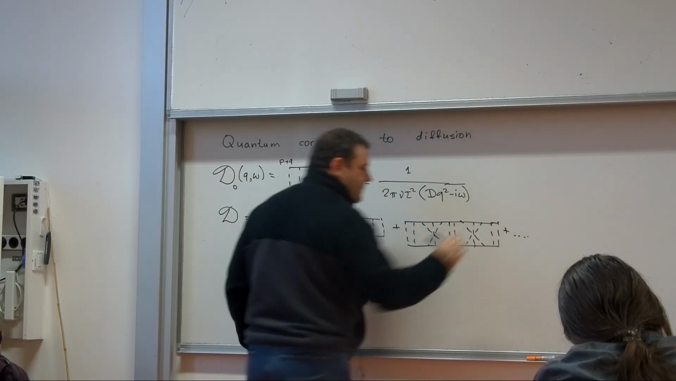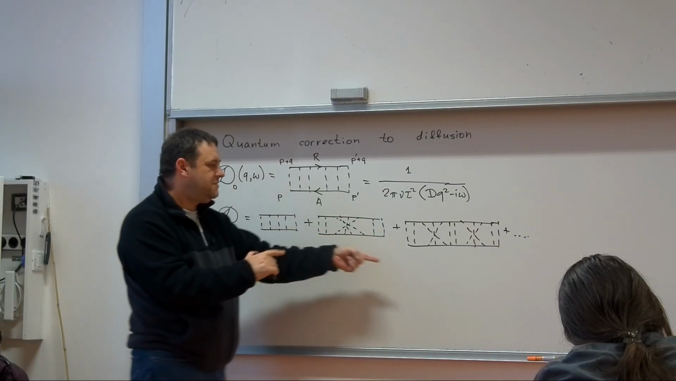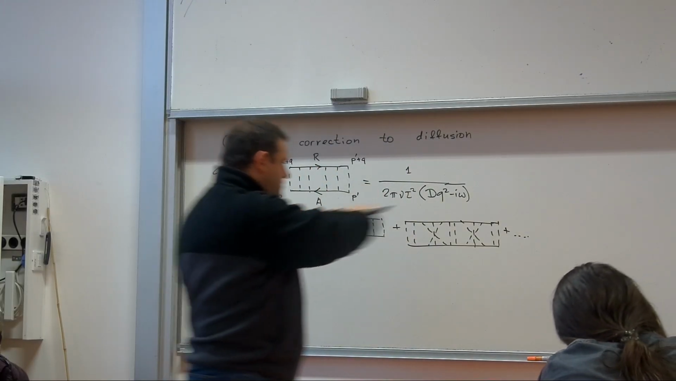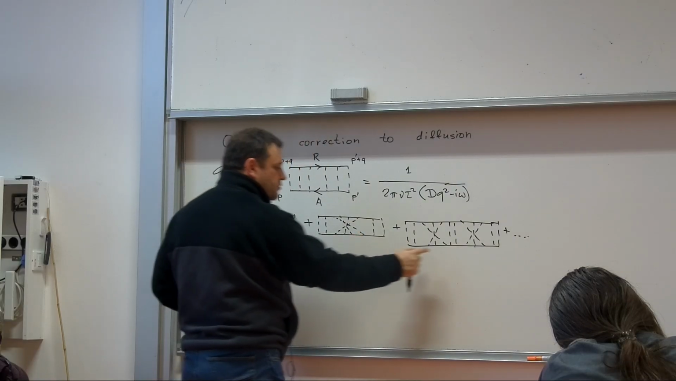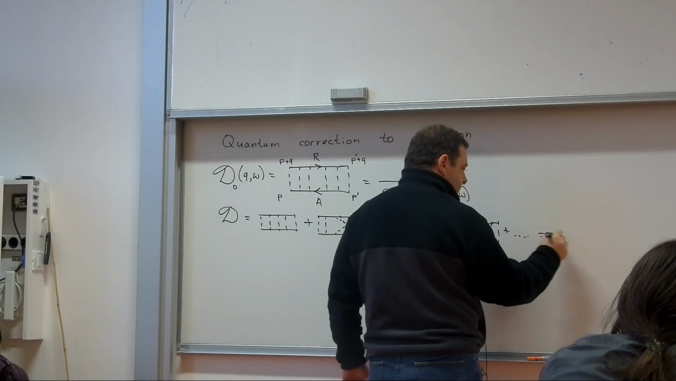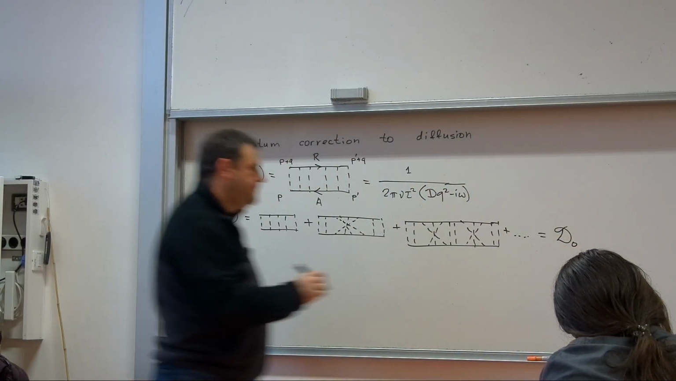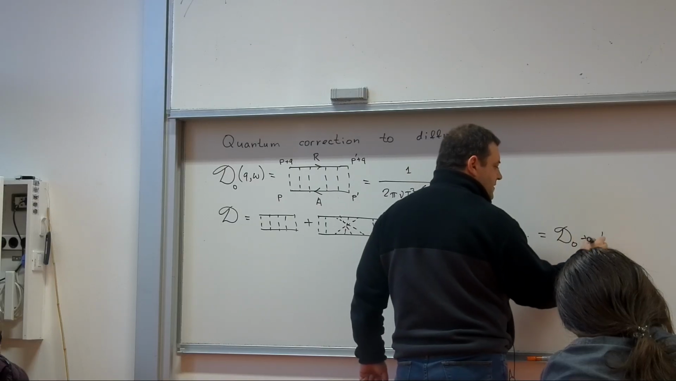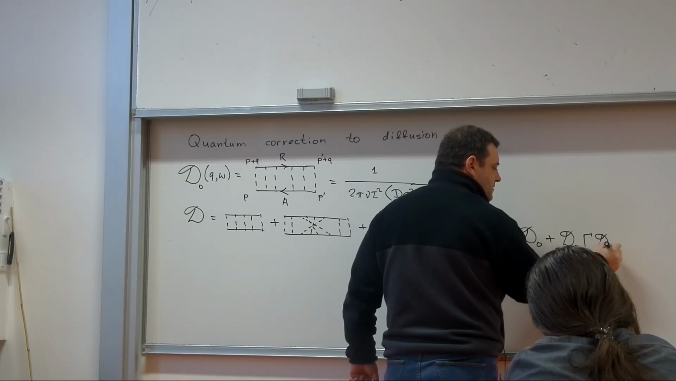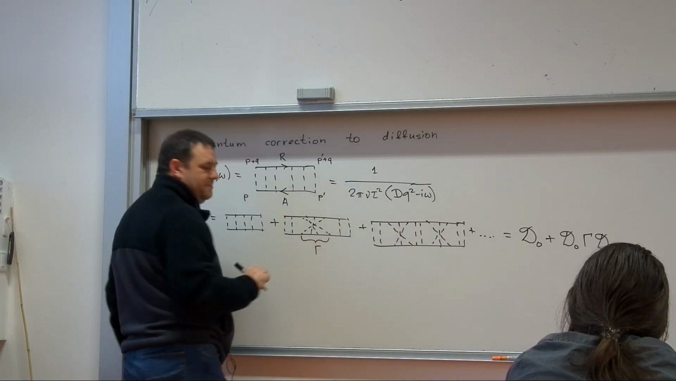And so on. So we can insert this fan 0 times, once, twice, 3 times, any number of times. We just have this single ladder and we insert this object any number of times. So I will write it like this. We have D0, the first term, plus D0 times gamma times another D0. Gamma is this object in the middle.